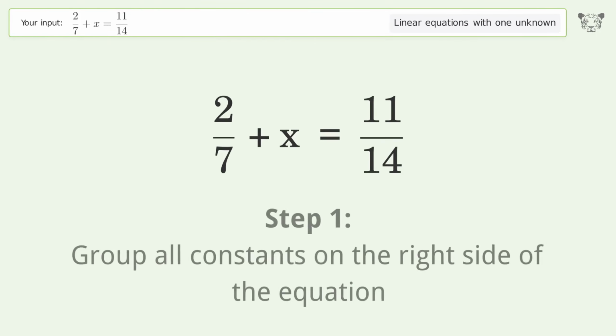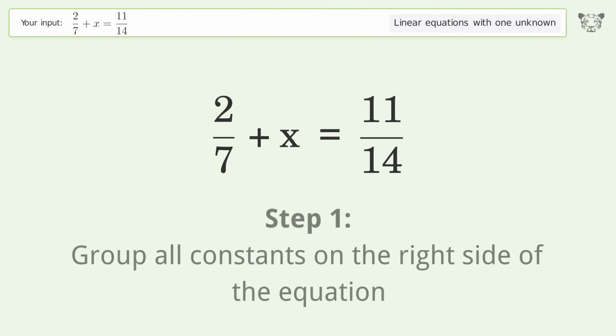Group all constants on the right side of the equation. Subtract 2 over 7 from both sides. Group like terms. Combine the fractions. Combine the numerators.